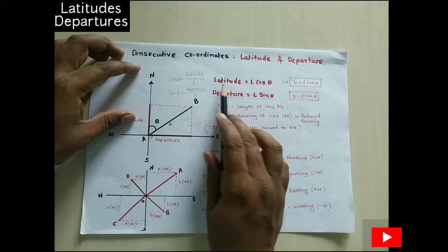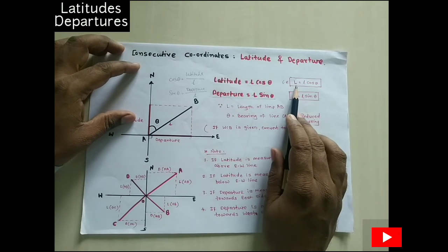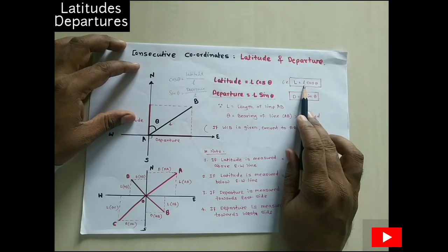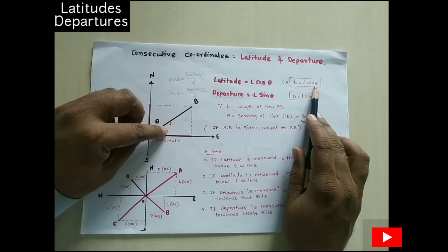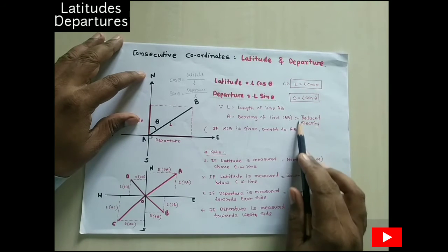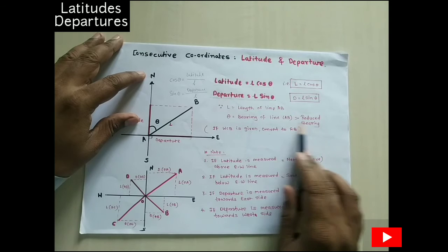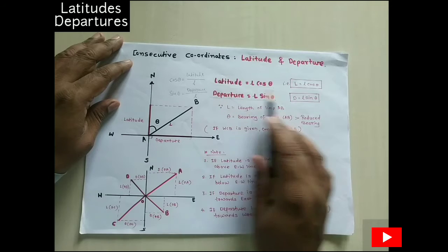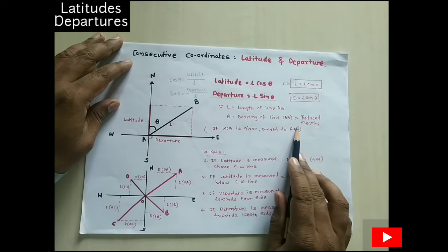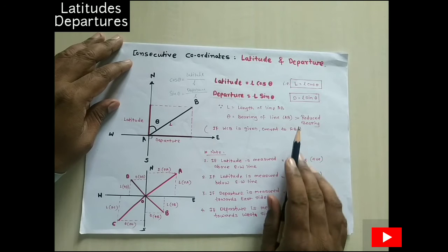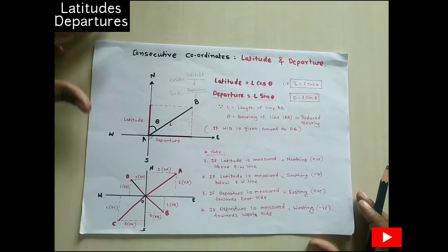In short, latitude is indicated by capital L, small l is the length of that line, and theta is the bearing. Now remember, bearing is always the reduced bearing, not the whole circle bearing. If the whole circle bearing is given in the problem, then you have to convert it into reduced bearing. Okay, got it?